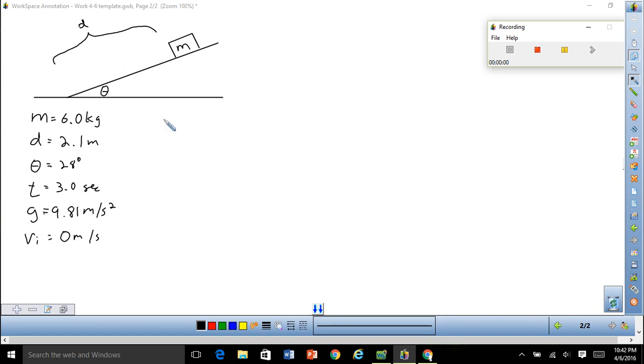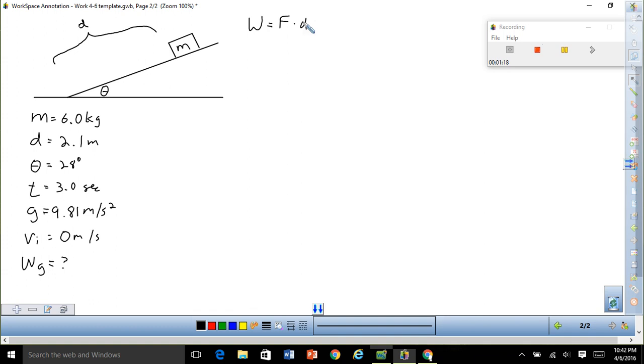Alright, so it says that starting from rest, a 6.0 kilogram block slides 2.1 meters down a rough, that's code for friction, a rough 28-degree incline in 3 seconds. The acceleration due to gravity is 9.81 meters per second squared, and they'd like us to find the work done by gravity. Okay. Now remember, all work is equal to force times distance.